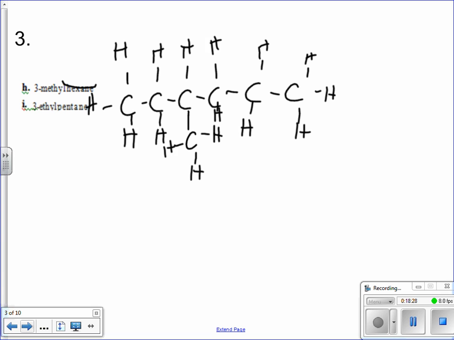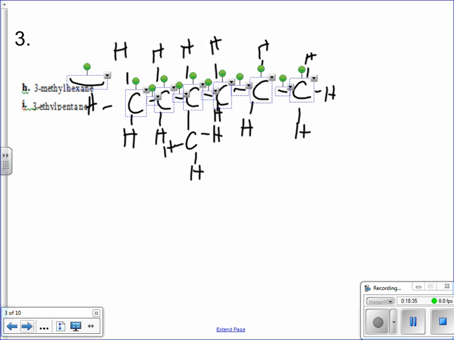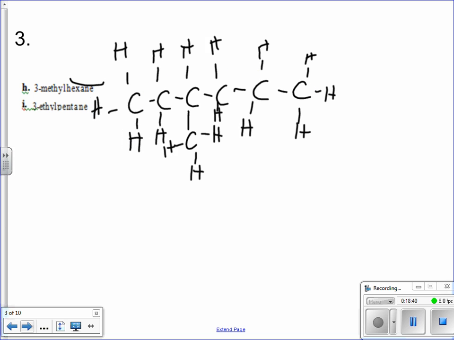Letter I, 3-ethylpentane. So we have to draw the chain first. So our chain tells us pent. That's 5 carbon in a row. A and E tells us all single bonds. And then it says 3-ethyl. So on the 3rd carbon, I need to attach 2 more carbon.